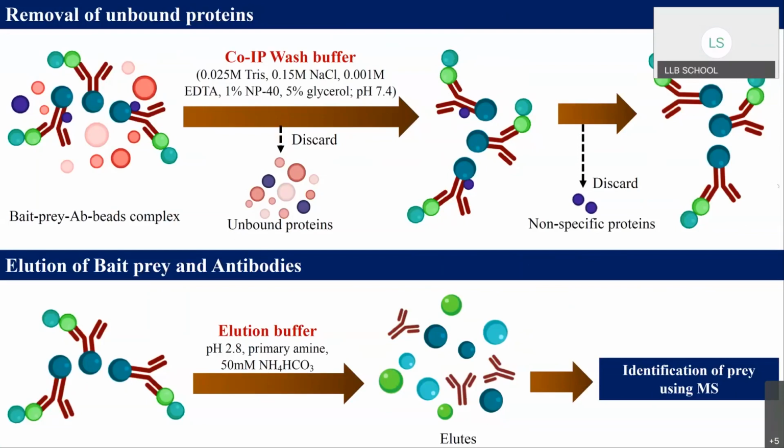There is another question from Godwin James from YouTube: does tagging the bait protein at the N terminal or C terminal affect the affinity with the prey? How do you decide which portion to tag?